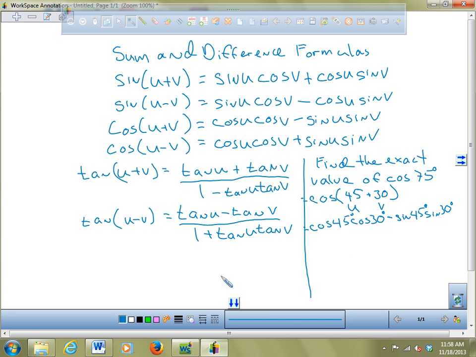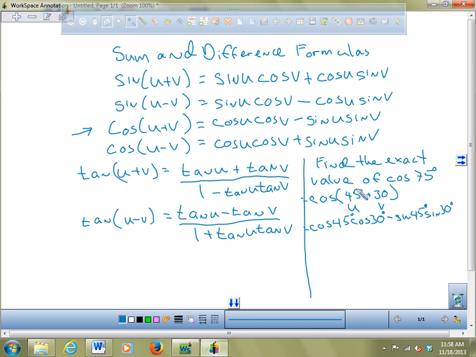Is that minus? Yes, because I'm using this formula right here, for cosine of u plus v. Why don't you use the other one, u minus v? Because 45 plus 30 makes 75. Now, if I wanted 15, then I'd use a minus one.